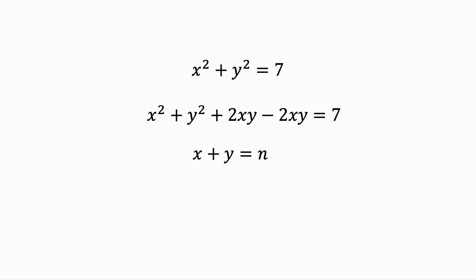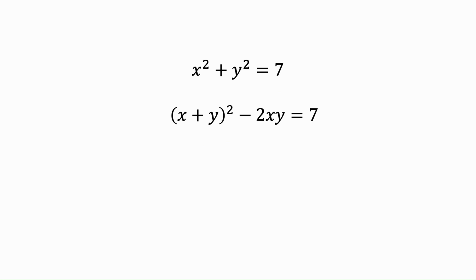Let's go through the first equation. We can make x plus y squared in this equation by adding and subtracting 2xy. So we add 2xy and we subtract 2xy. And as you can see, this is exactly x plus y squared. So this is going to be x plus y squared minus 2 times x times y equals 7. And x plus y is n. And now we have n squared minus 2 times x times y equals 7.